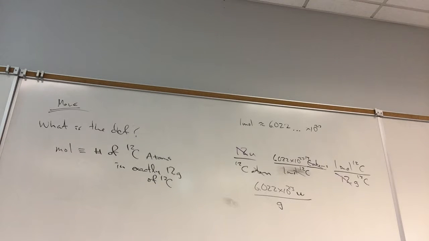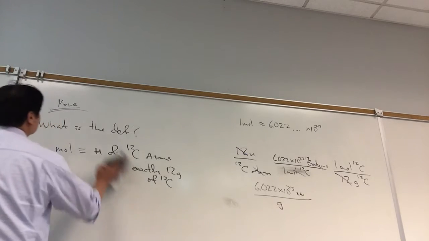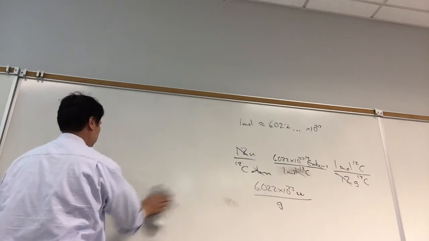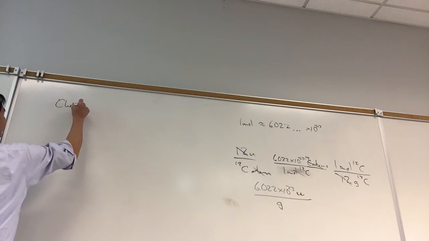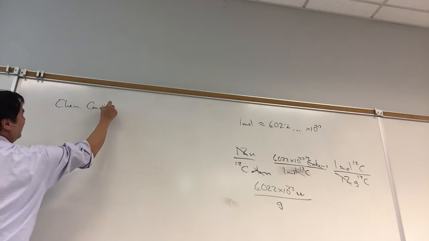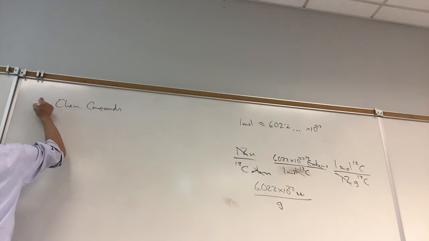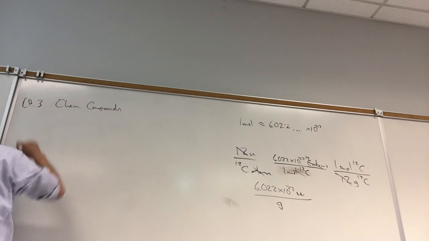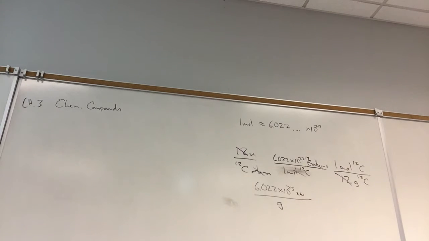Chapter 3, chemical compounds. Giving the definition of a compound. This is a compound. What's the difference between a compound and a mixture? Let's say a hydrogen-oxygen compound like water versus a mixture of hydrogen and oxygen.